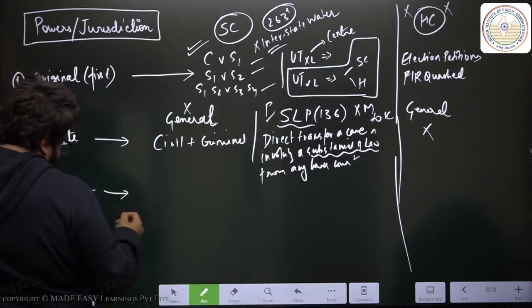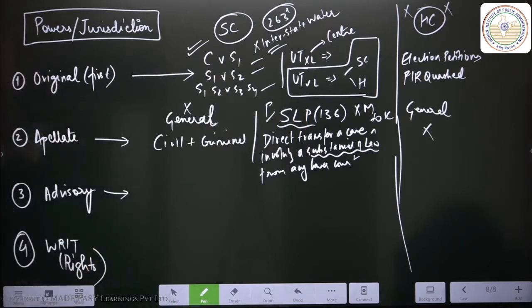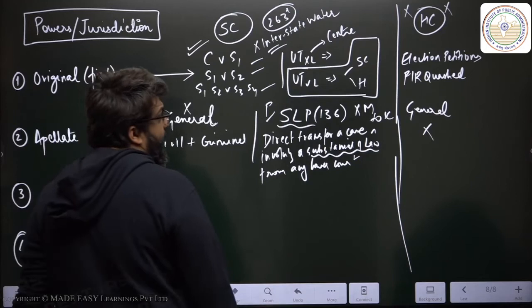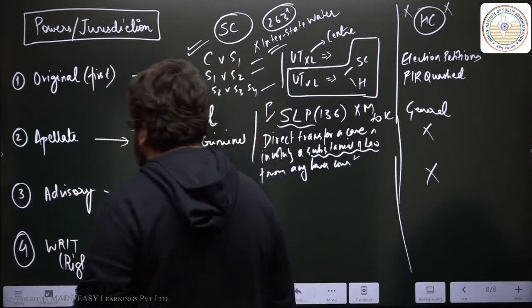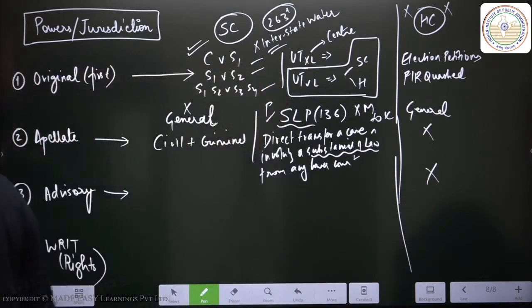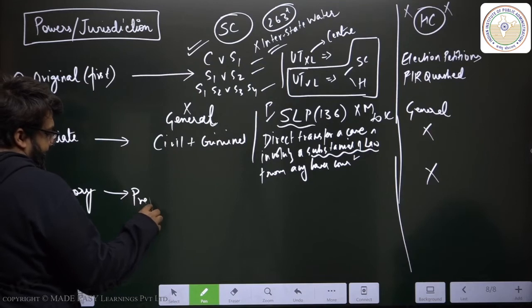Then you have advisory jurisdiction. Now, advisory jurisdiction does not exist for the high courts. It only exists for the Supreme Court. And who are you advising? You are advising the president.